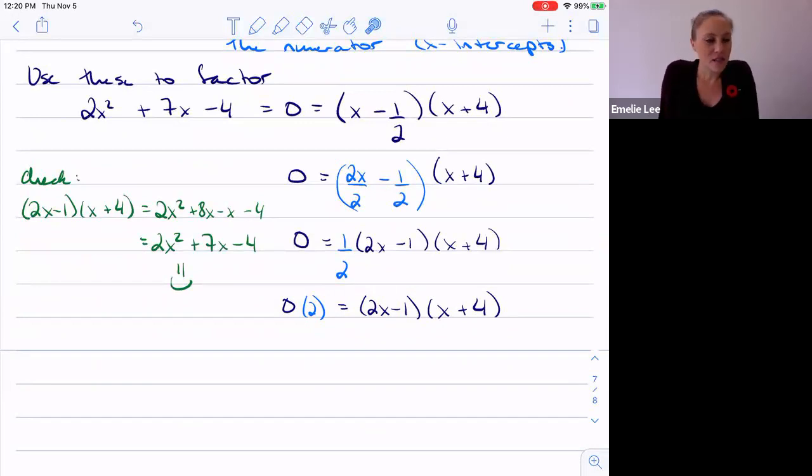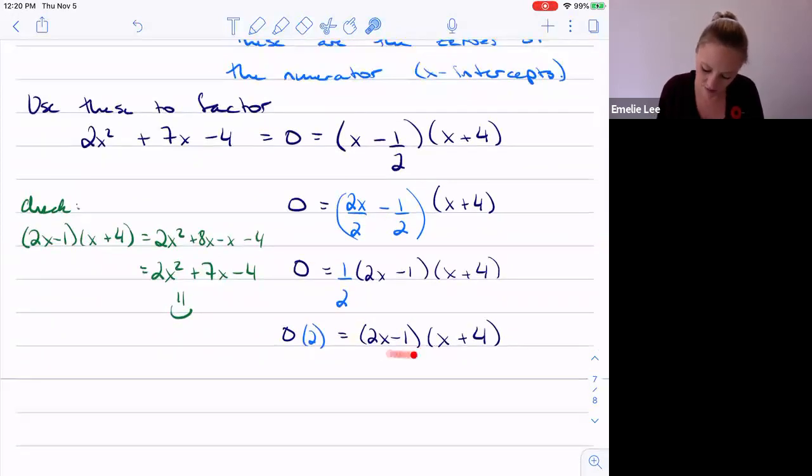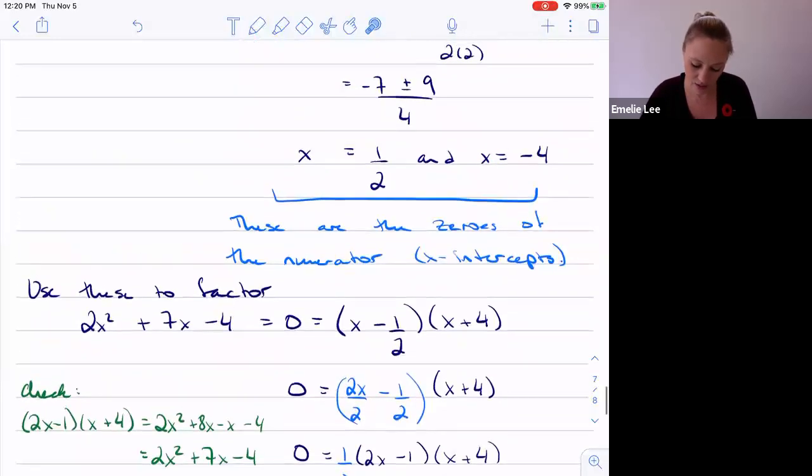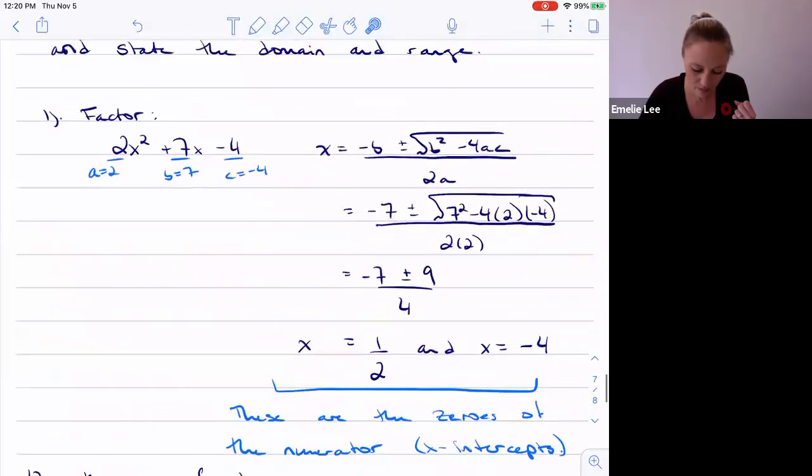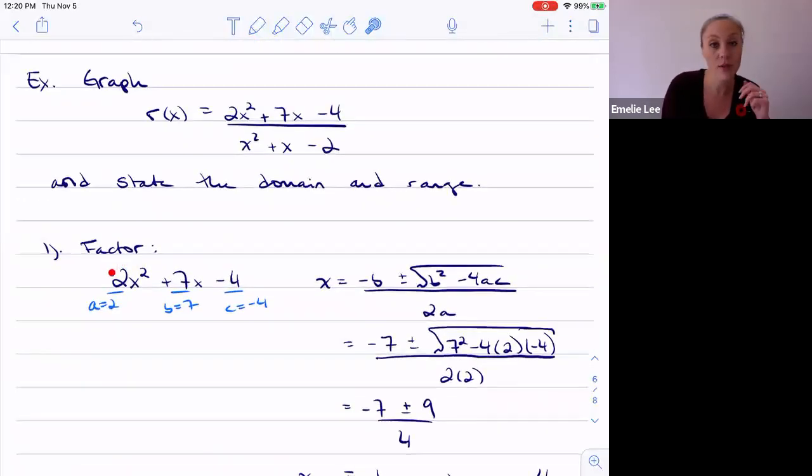All right, great. So now we've got the numerator factored, and in doing so, we also found the x-intercepts. We're going to parking lot those for a little bit, because up here we're doing a lot of work in step 1 where we're factoring. Now I need to factor x squared plus x minus 2.